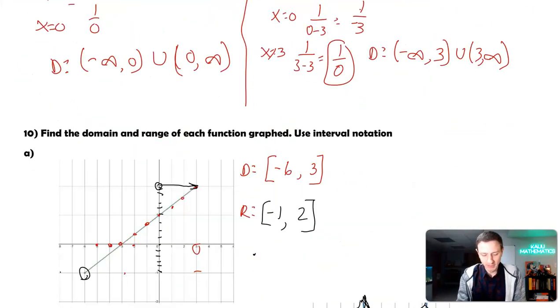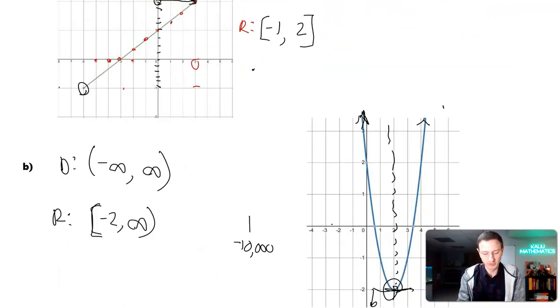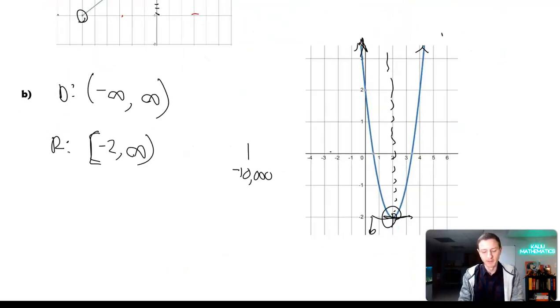So that's domain and range of functions using graphs and just the actual functions. And I know we didn't talk about range on these. We're just really worried about function, but here, domain and range. So hopefully this was okay.